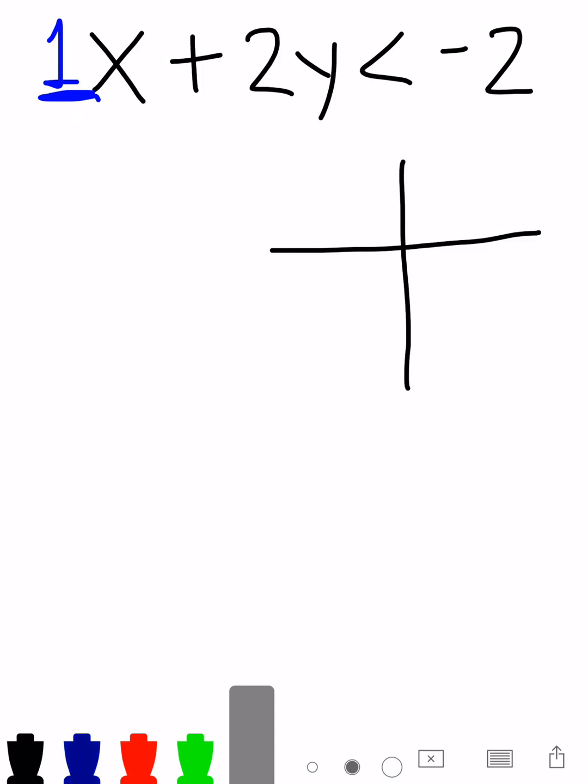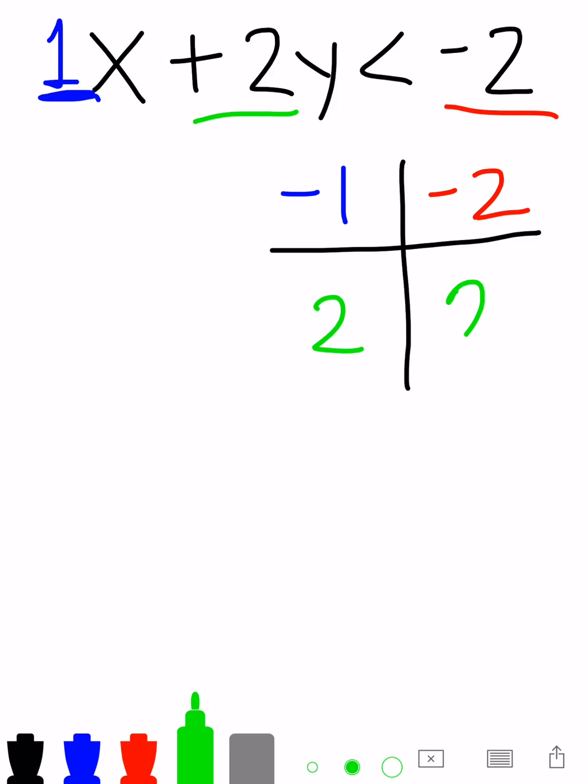So step 1 says to change x. I have a positive 1 in front. I'm going to change it to a negative. Second step, keep answer. In this case, it's going to be negative 2. And the last step, keep y for my bottom 2 boxes. In this case, it's a positive 2. So I'm going to put 2 in each box right here.